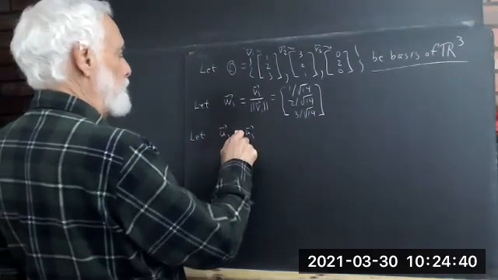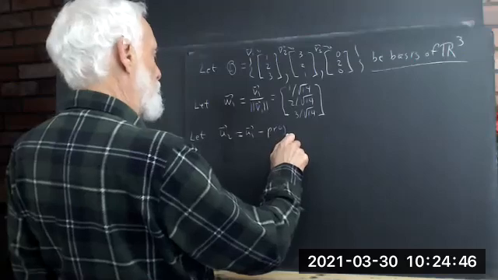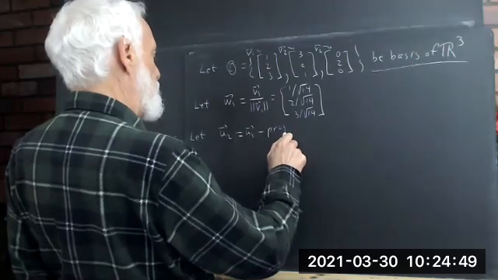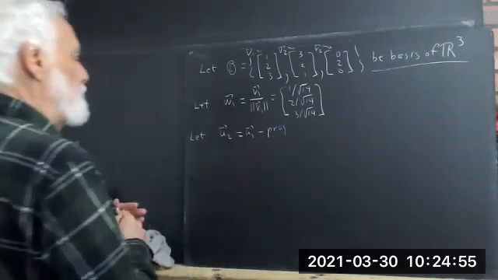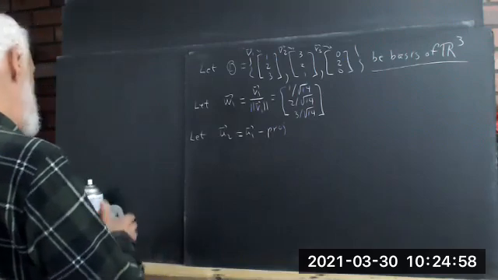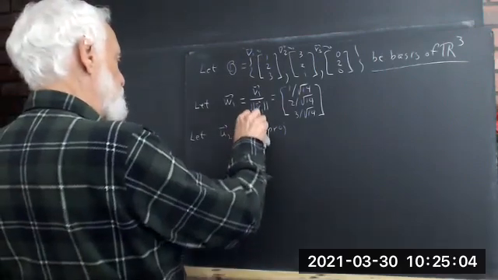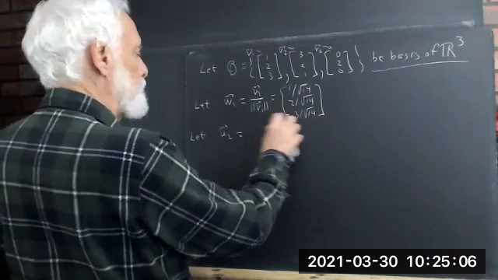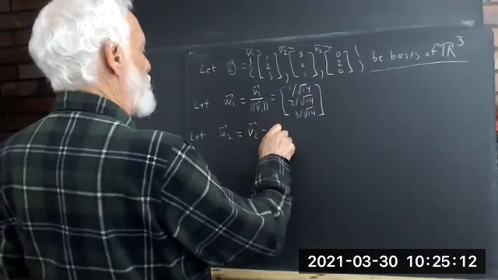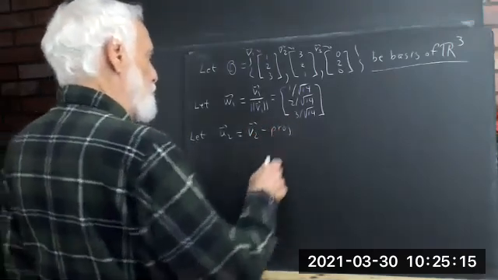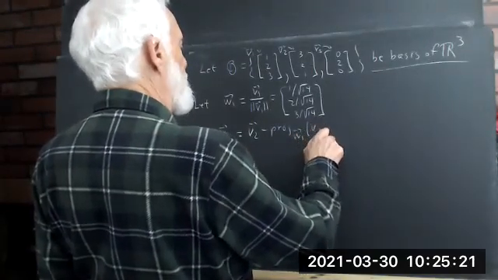We're going to let U2 equal V2 minus the projection onto W1 of V2. I'm just having all kinds of trouble here.